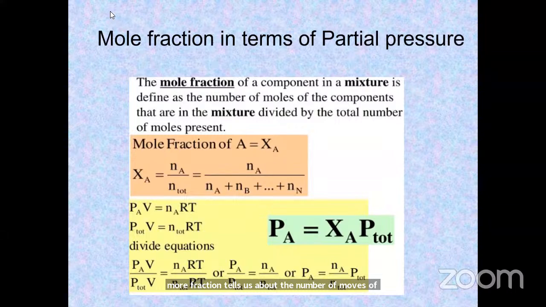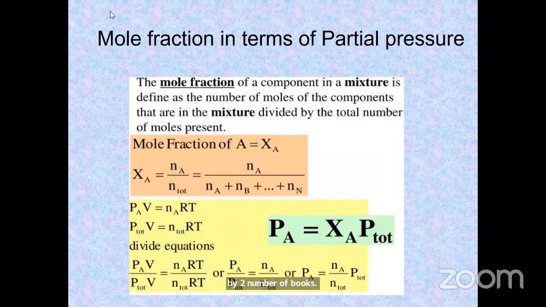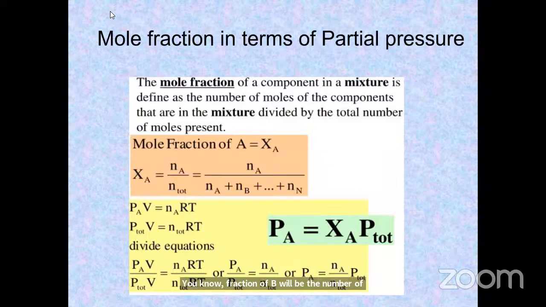That is, if you have components A, B, and C, the mole fraction of A will be the number of moles of A divided by the total number of moles. The mole fraction of B will be the number of moles of B divided by the total number of moles. The mole fraction of C will be the number of moles of C divided by the total number of moles. So that is what this formula is showing us. The mole fraction is given by the formula X. So XA will be the number of moles of gas A divided by the total number.